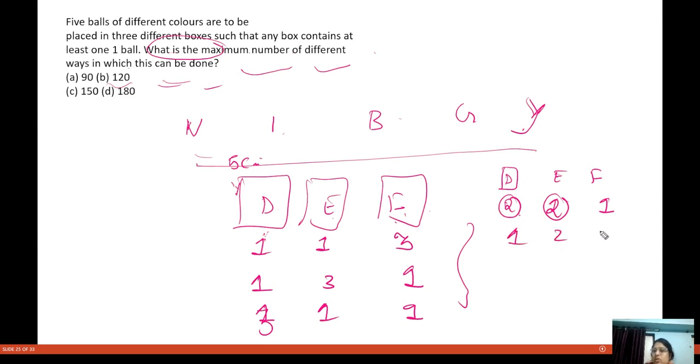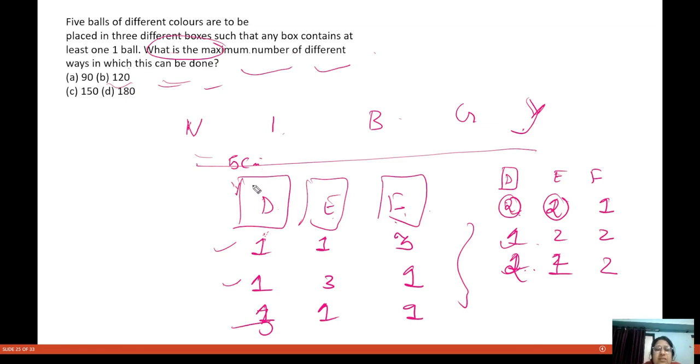This also 1, 2, 2. Okay, and 1, 2. We have done this 1, 2, 2. Then we have this 2, 1, 2. Okay, this is the combination. See, either we can do it this way or we can do it that way. We can't put 4 balls anywhere because then any other box will be empty. So we have these 6 cases only.